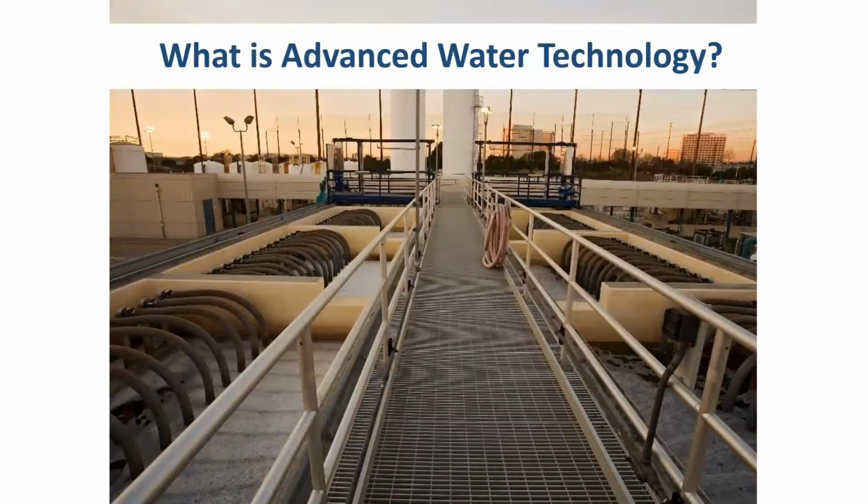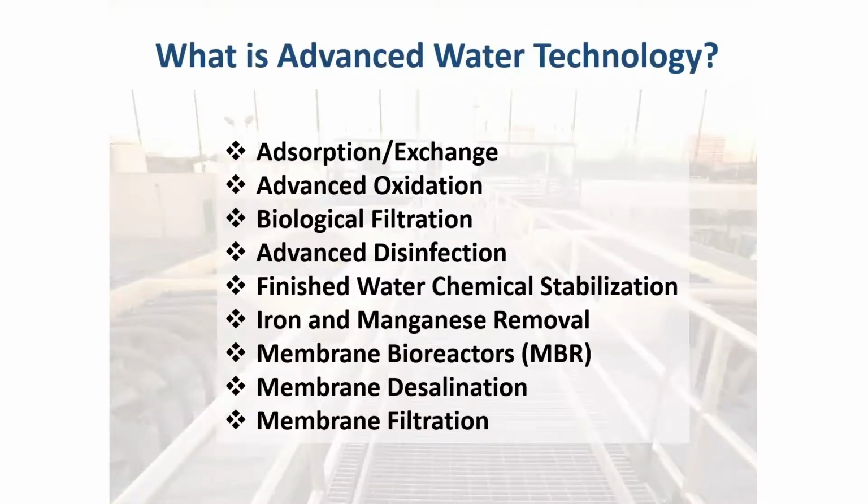So I'm going to start with what is an advanced water treatment technology. It's a pretty broad category. Here's a list of what's being considered an advanced water treatment technology for the purposes of this certification program, including adsorption and ion exchange, advanced oxidation, biological filtration, advanced disinfection, product finished water chemical stabilization, iron and manganese removal, membrane bioreactors, membrane desalination, and membrane filtration.